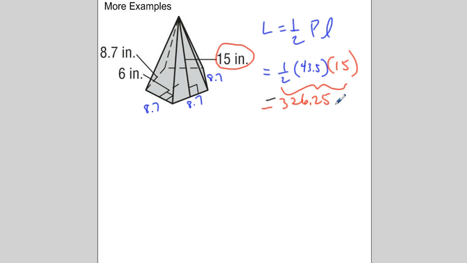326.25. The units are in inches. We're talking about lateral area, which is inches squared. So 326.25 is your lateral area.